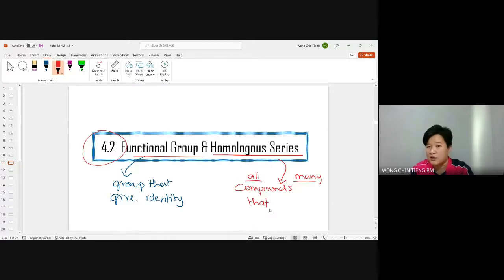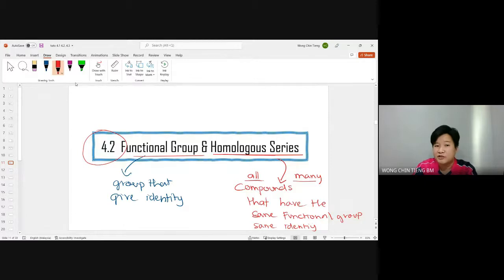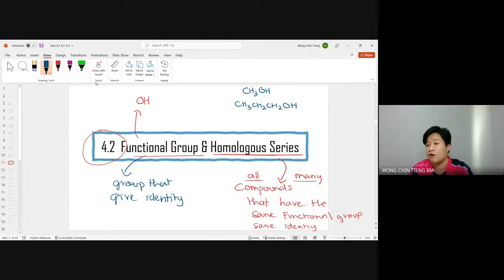A lot of compound, many compound that have the same functional group. Okay? Bila saya kata dia ada same functional group, bermakna dia pegang same identity. Okay? Contoh. An example of functional group that you might always come across is alcohol, OH, hydroxyl. So, apa homologous series? CH3OH masih adalah alcohol. Betul? CH3, CH2, CH2OH masih adalah alcohol. Oh, tak suka straight chain, nak cyclic lah. Cyclic pegang OH masih adalah alcohol.